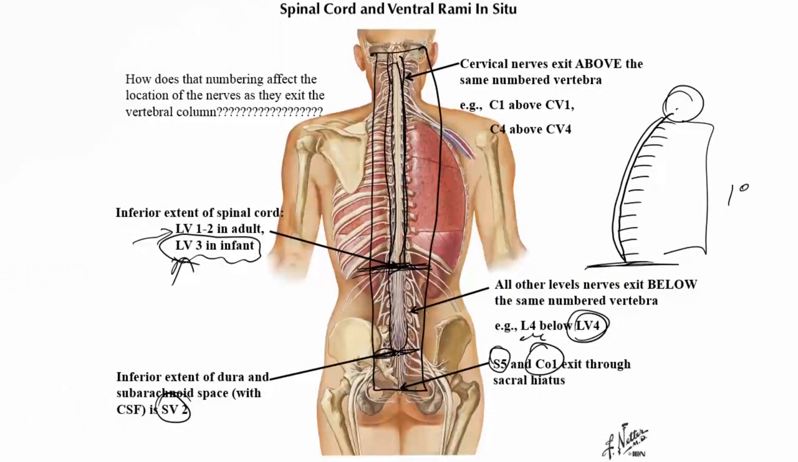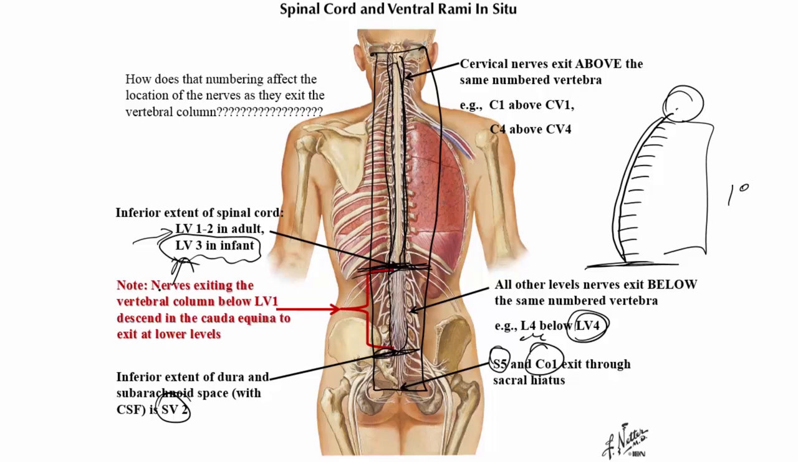And then the subarachnoid space and the dura end considerably lower, that is at SV2. So what do we have in that space between where the cord ends and where the dura ends? What we've got are all these descending nerves that are exiting at a lower level below LV1. So they go through what's called the cauda equina, horse's tail. They will travel through this horse's tail to get to other levels of the vertebral column.